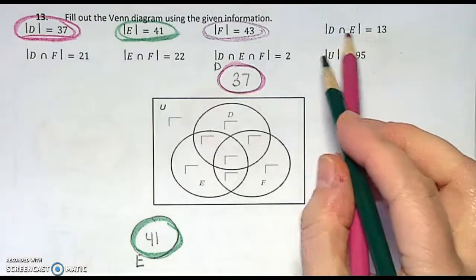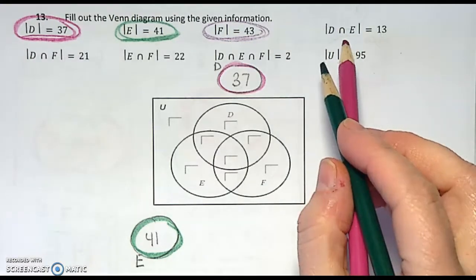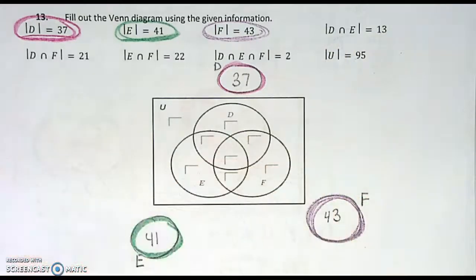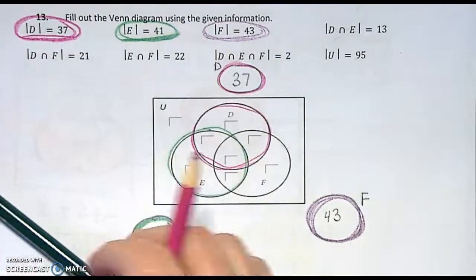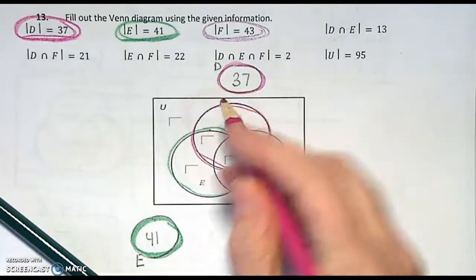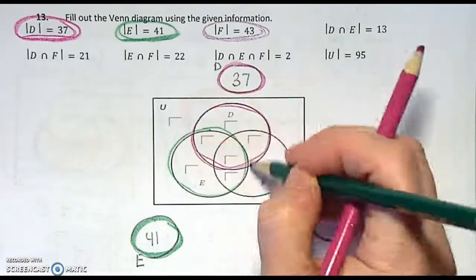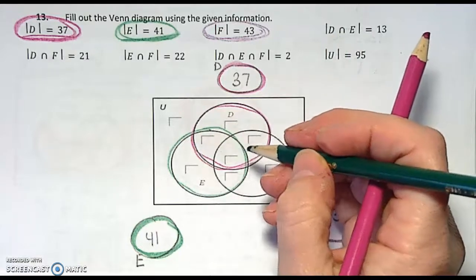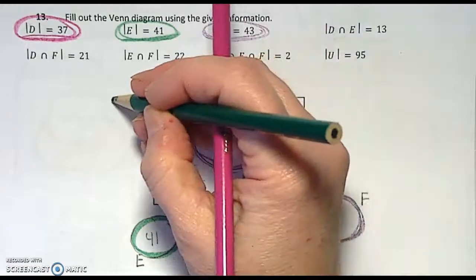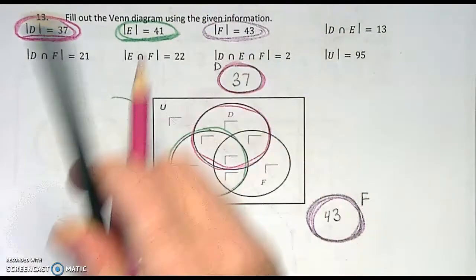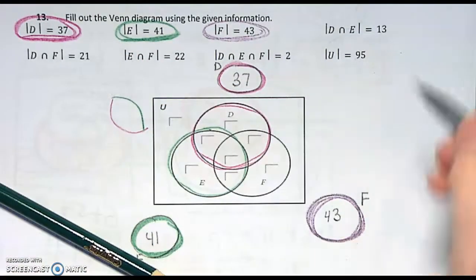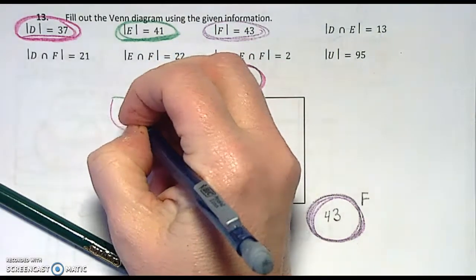The next piece of information they gave us was D intersect E. So D intersect E, we're going to draw over here. I like to use both colors and orientations. So the pink circle for D is up on top, and then the left circle for E, I'm going to use green for on the bottom left. So this is the intersection there, so I'm going to draw it where it would be here, and then put the number inside that they've provided for us. There's 13 elements in that set.